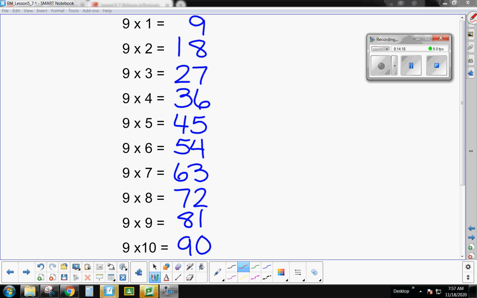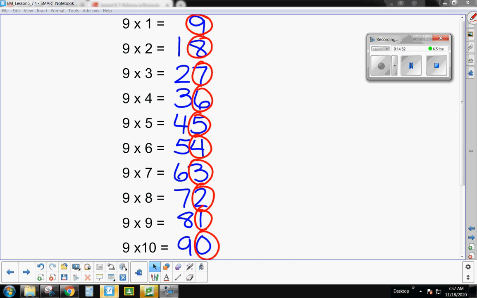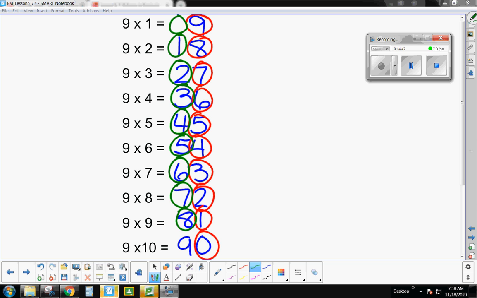All right, one of the things I hope you noticed is, when you're looking at the ones place, it goes 9, 8, 7, 6, 5, 4, 3, 2, 1, and 0. When you're looking at the tens place, technically there would be a 0 there, so 0, 1, 2, 3, 4, 5, 6, 7, 8, and 9. So that's kind of a cool pattern, right? In the ones place, it's counting down 9, 8, 7, 6, 5, 4, 3, 2, 1. And in the tens place, it's counting up 0, 1, 2, 3, 4, 5, 6, 7, 8, 9.